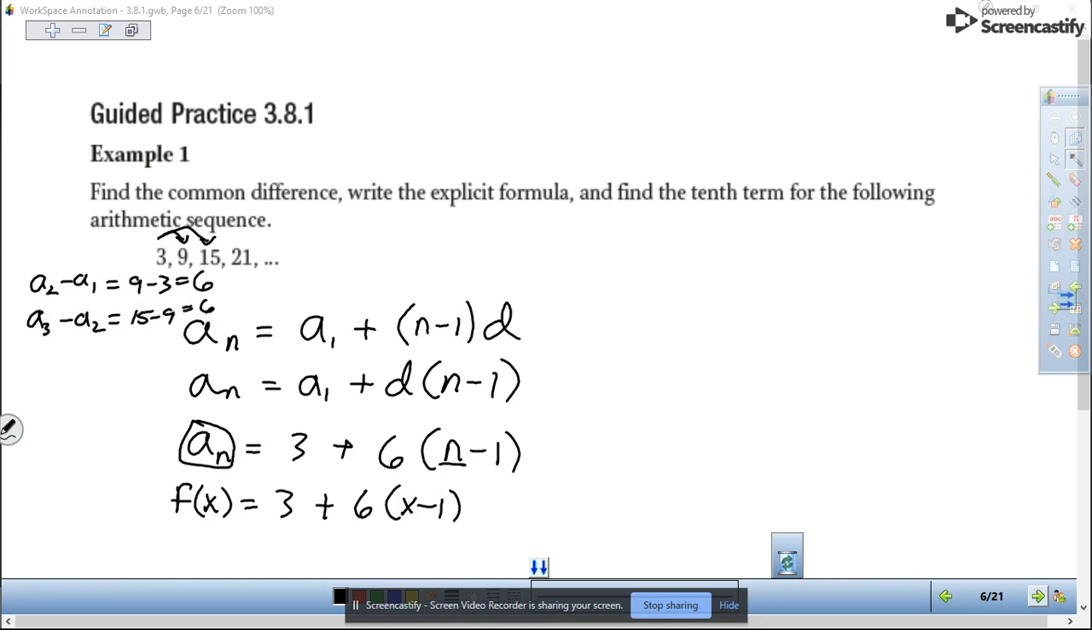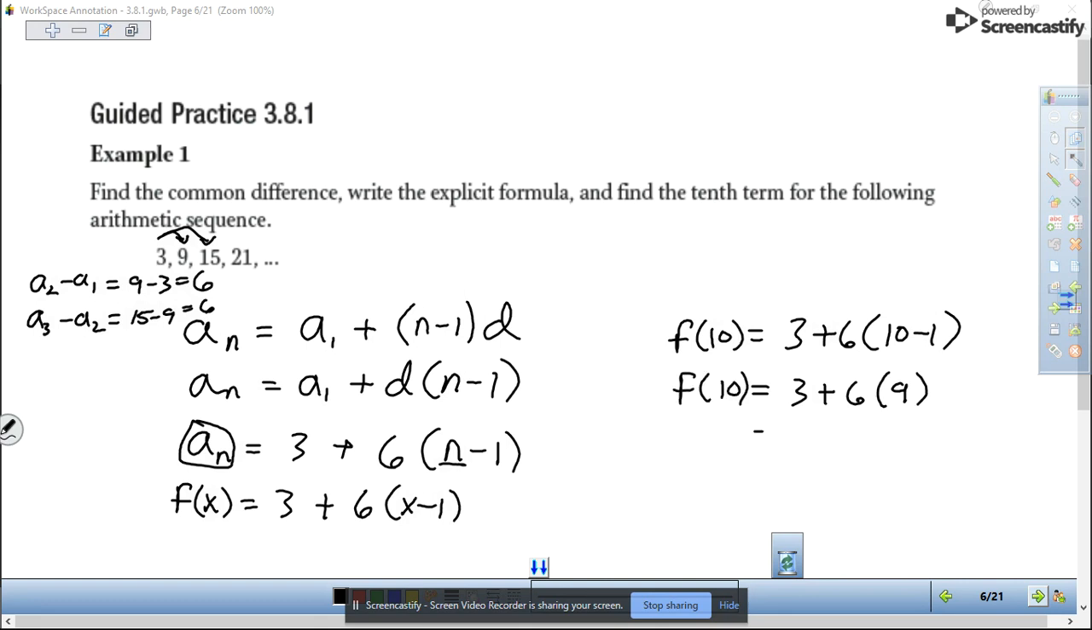And of course, if I want the 10th term, f of 10 would be 3 plus 6 times 10 minus 1, which is 3 plus 6 times 9. 6 times 9 is 54. So that'd be 3 plus 54, which is 57. Okay? And I can find any term in the sequence using that.